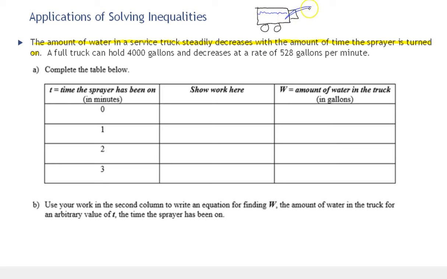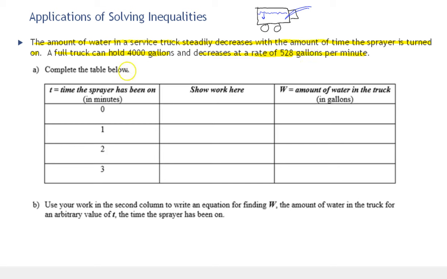And as the sprayer is turned on to do whatever it does, you can imagine that the water in the truck would be decreasing. You could think the height in the truck would be lowering, but also the number of gallons in the truck would be decreasing. Now let's look at the specific information they give us next. A full truck can hold 4,000 gallons and decreases at a rate of 528 gallons per minute. Okay, so the initial amount of water is 4,000, and as the sprayer is turned on, for every minute, it loses 528 gallons of water.